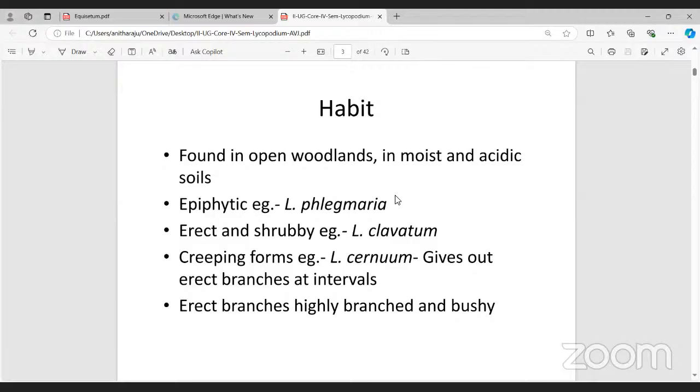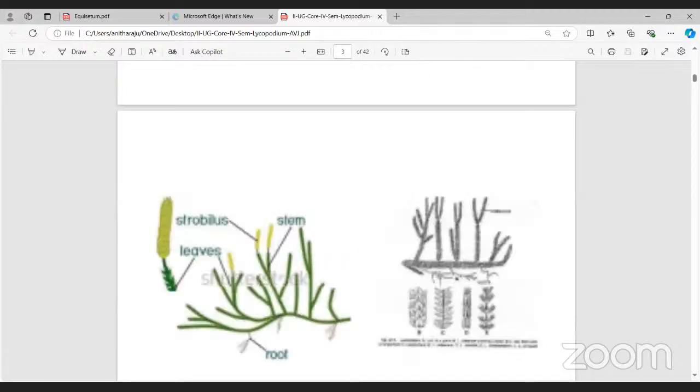Example, Phlegmaria. What is epiphytic? Epi means upon, phytic means plant. Instead of attachment to the soil or land, they depend on other plants. On other plants, these are called epiphytic, and they appear as an erect, shrub-like structure, creeping, with erect branches. So they are the different forms of Lycopodium.